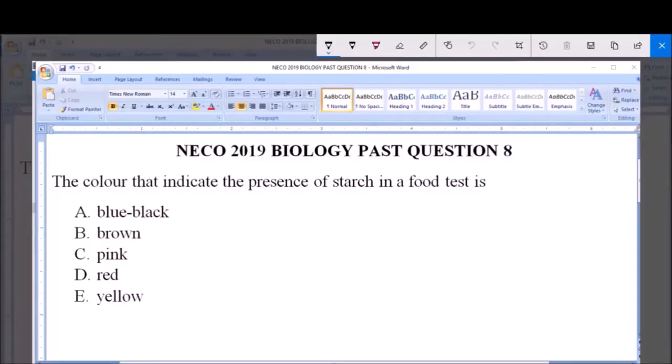I'll be answering NECO 2019 biology past question 8. The color that indicates the presence of starch in a food test is A. blue black, B. brown, C. pink, D. red, and E. yellow.